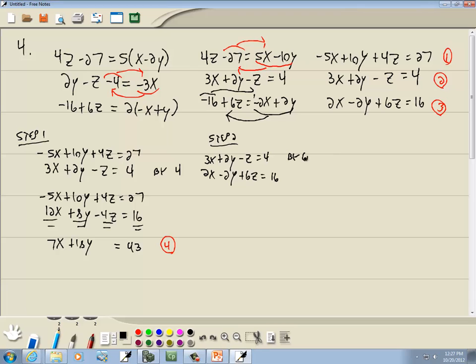So I'll multiply the first equation by 6. So that gives us 18x plus 12y minus 6z equals 24. 6 times 3x is 18x, 6 times 2y is 12y, 6 times negative z is negative 6z, and 6 times 4 is 24. And then 2x minus 2y plus 6z is equal to 16.